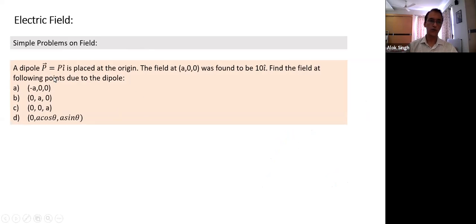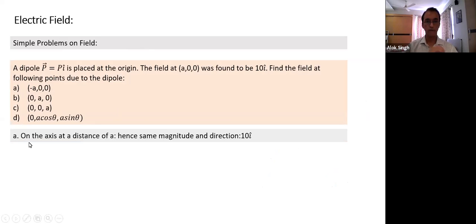The first one, where does the point lie? Let's do it one by one. The first one is clearly on the axis. The direction of the dipole is along the x-axis. Since the point lies on the x-axis, it is lying on the axis. This term is 1 over r cube only. The distance is equal to A. At a distance A on the axis the field is given as 10 units, so it's straight away 10 I cap.